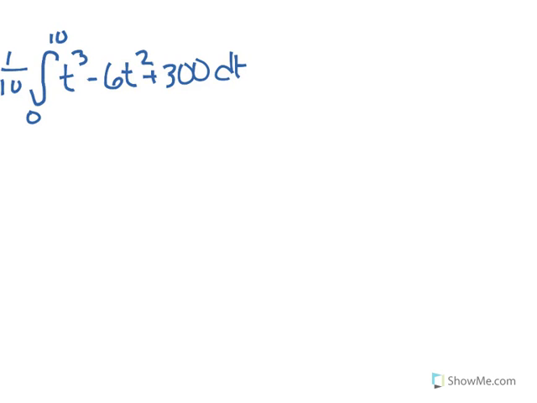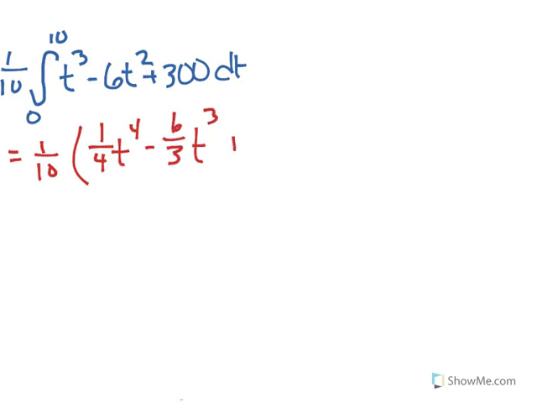Here's the function, and they want me to integrate it. And this is pretty much the level of integrating they want you to do when you have a problem like this. This is equal to 1/10. I'm going to make a set of parentheses. The integral of t to the third is 1/4 t to the fourth minus t to the third, 6 over 3, plus 300t from 0 to 10.